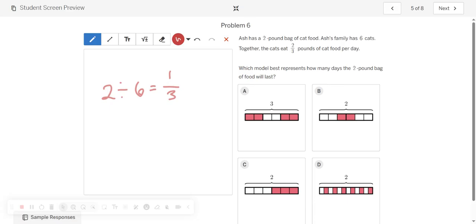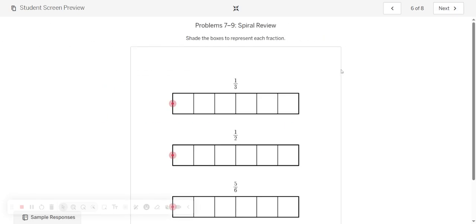So which picture is it? Looking at all of these, you've got 2 pounds of bags and you've got 6 cats. So you've got 2 divided by 6. And so it kind of shows that each cat needs 1/3 of that. So I'm going to go with B. B is the best model for that. Those cats are going to starve to death. It'll end up lasting half a day.